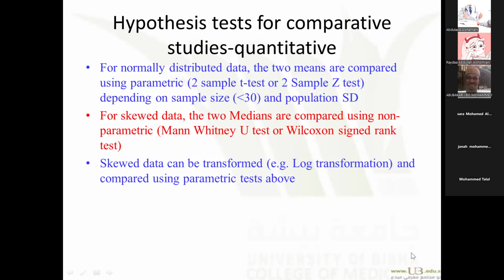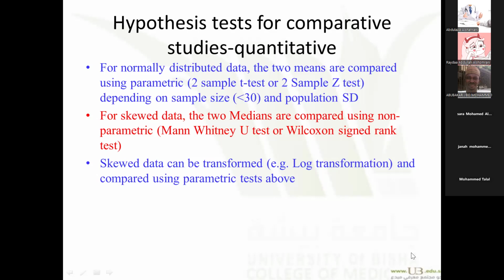the means of the two groups have to be compared using two sample t-tests or two sample z-tests, depending on the sample size. Many a time we use student t-tests when the sample size is less than 30.